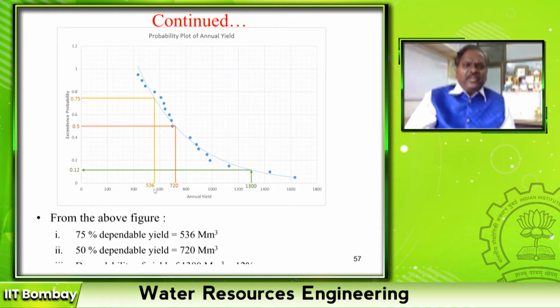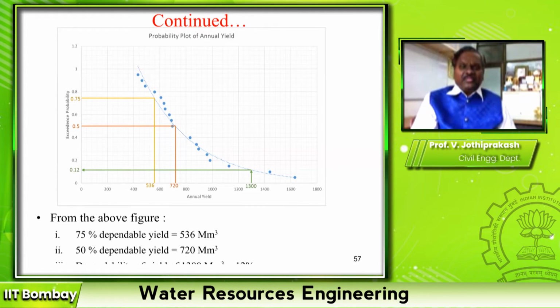So for 0.75, the 75% dependable yield is 536 million meter cube. Then what is the dependable yield of 50%? It is 720 million meter cube. Suppose the yield of 1300 million meter cube has a probability of exceedance of 0.12. Okay, so this is the purpose of dependable yield estimation from the observed runoff.